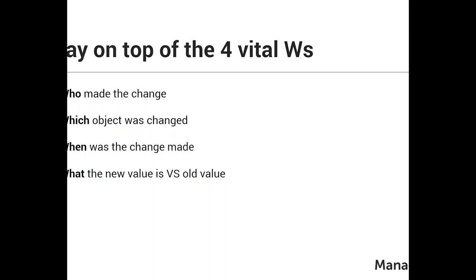You need to know, when it comes to data or any resource in your network, but for today's context, let's just think about data. You need to know the 4 vital W's: who made the change to a particular object, which object was changed, when was the change made, and what the new value is versus the old value, right?